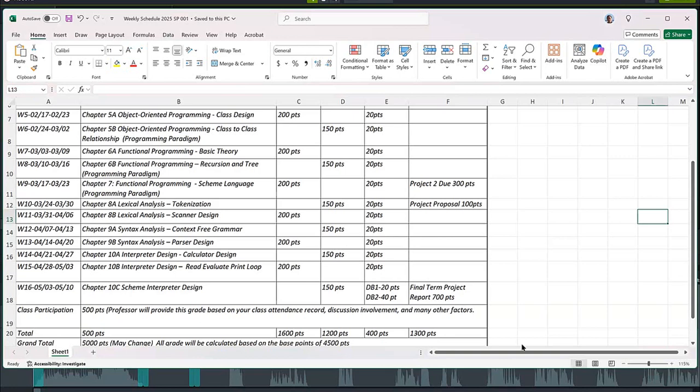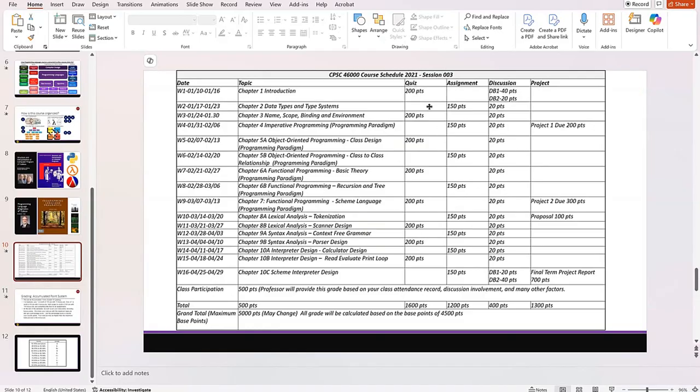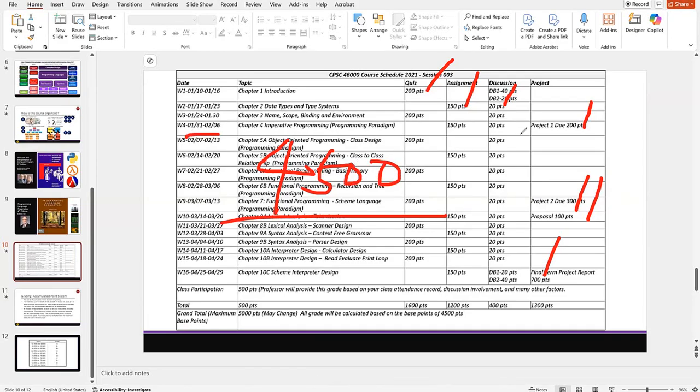The next topic I'm going to talk about is the grading policy. As you can see from the syllabus, this number may not be correct, but we can use it anyway. You will get points from your quizzes, assignments, discussions, the final project, project 1 and project 2, and there's a proposal as well. You get a lot of assignments, and each one is worth certain points, maybe 200, maybe 150, maybe 20, maybe 40. At the end, we sum everything together, so the total would be 4,500 points.